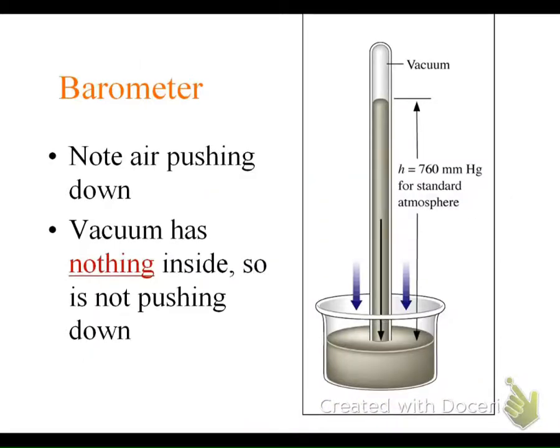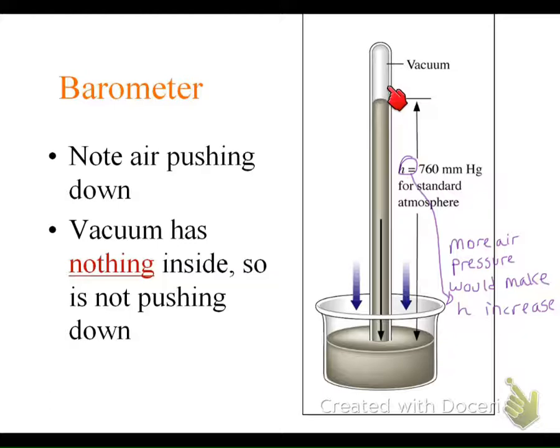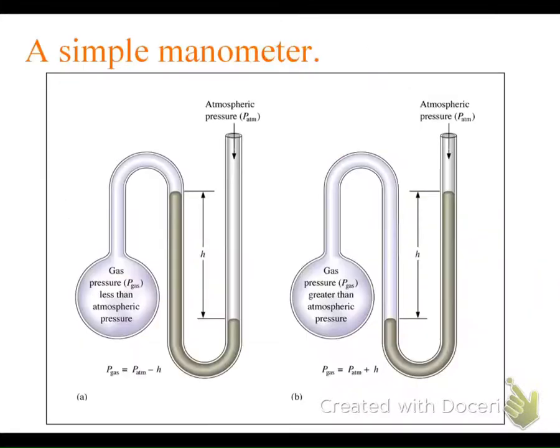So again, a barometer, just note the air pushing down here. With the vacuum on the inside, nothing is pushing down the liquid on the inside, so more air pressure would actually make H, the value of H, increase, because if there's more air pressure pushing down, it would mean that the liquid would be forced up the tube a little bit more. So that's basically how a barometer works.